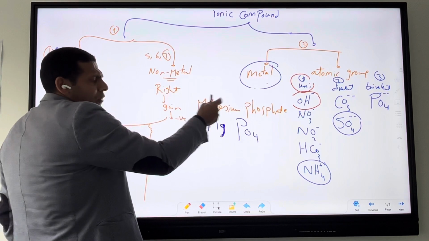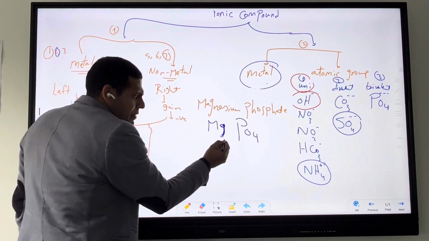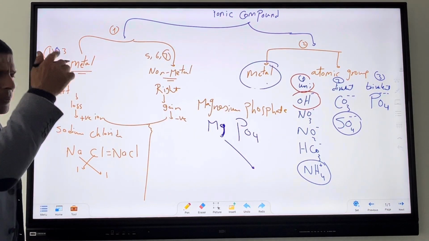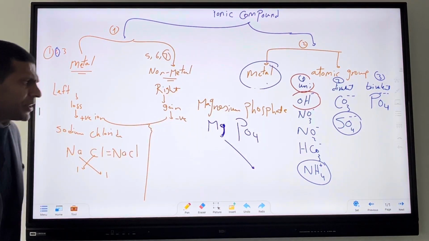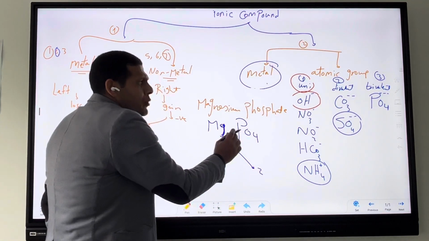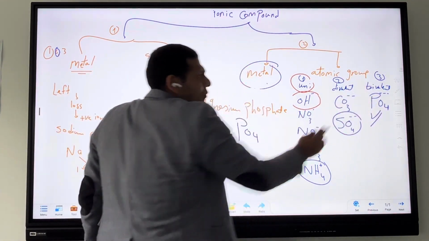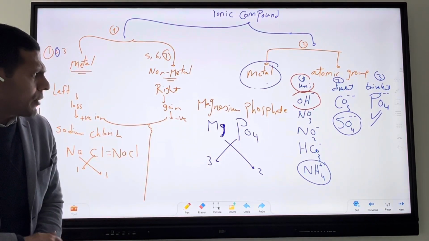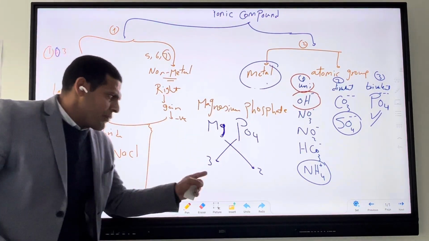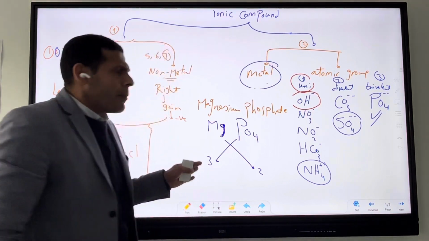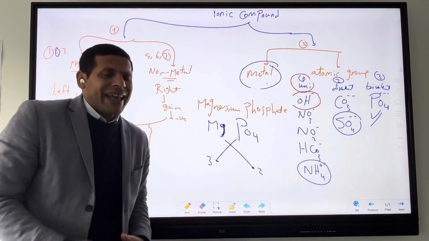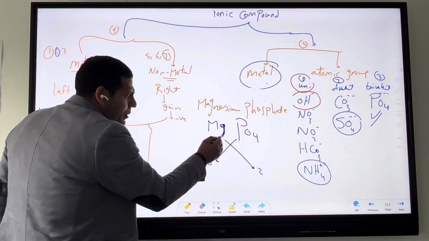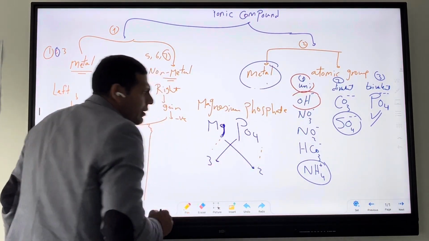Now we have a positive ion and a negative ion. Magnesium is one of the divalent group, located in group 2 in the periodic table, so the valency is 2. Phosphate is trivalent, as we see here. We cross the valency, or swap the valency. Now we have 3 and 2. We have an odd number and an even number, so it cannot be simplified. So you write it down as it is: 3 underneath the magnesium and 2 underneath the phosphate group.